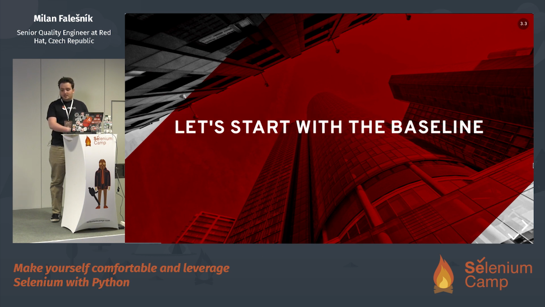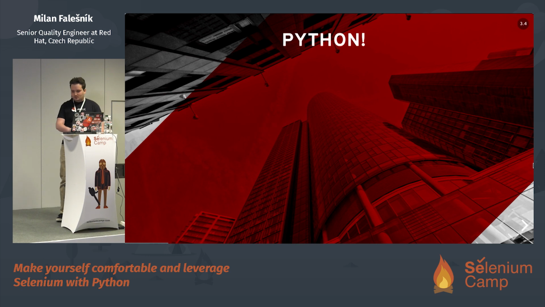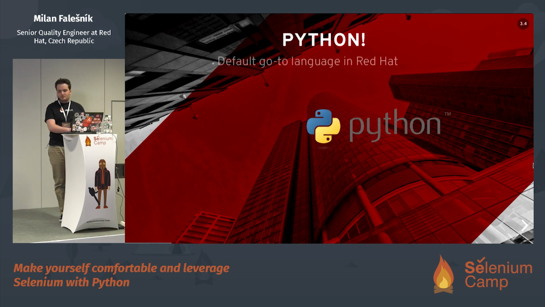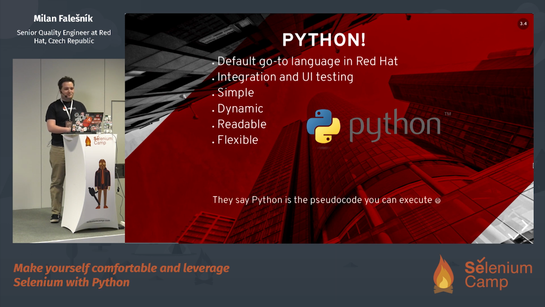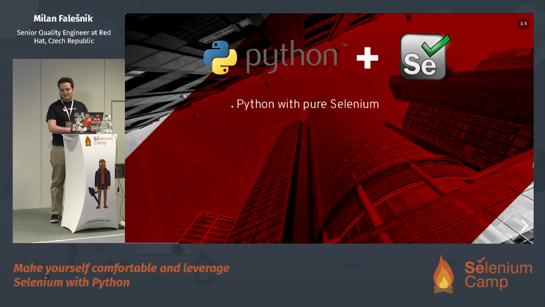So what is the baseline for all of this? In Red Hat, we use Python a lot. It's basically a default go-to language. Many tools are written in Python. A lot of integration and UI testing is also happening in Python, and there are lots of Pythonists in Red Hat, so that's just logical. Python is simple yet powerful. It's a dynamic language. If you stick to the rules, it's very readable, and it's quite flexible. And some people say that Python is the pseudocode you can execute.